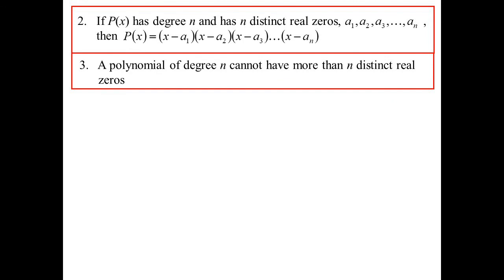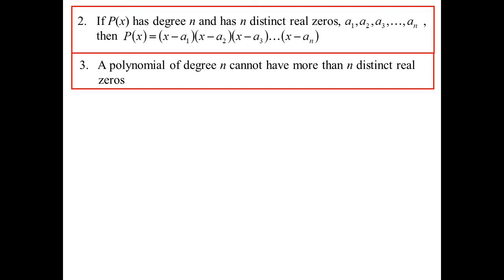A polynomial of degree n can't have more than n zeros. Because if it did, then when you expanded it out, you'd have this extra factor. And the power would get too big. We've got to stop at x to the power of n.